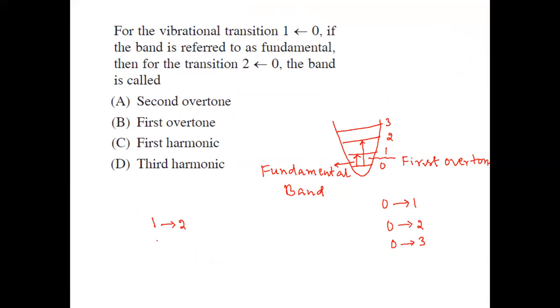Now the next problem is for the vibrational transition 0 to 1. The band is referred to as fundamental. If the band 0 to 1 is referred to as fundamental, then for the transition 0 to 2, what is the band called? These are the vibrational quantum numbers. So 0 to 1 is fundamental, 0 to 2 is first overtone, and 0 to 3 is second overtone. Transitions involving the excited states are referred to as hot bands.